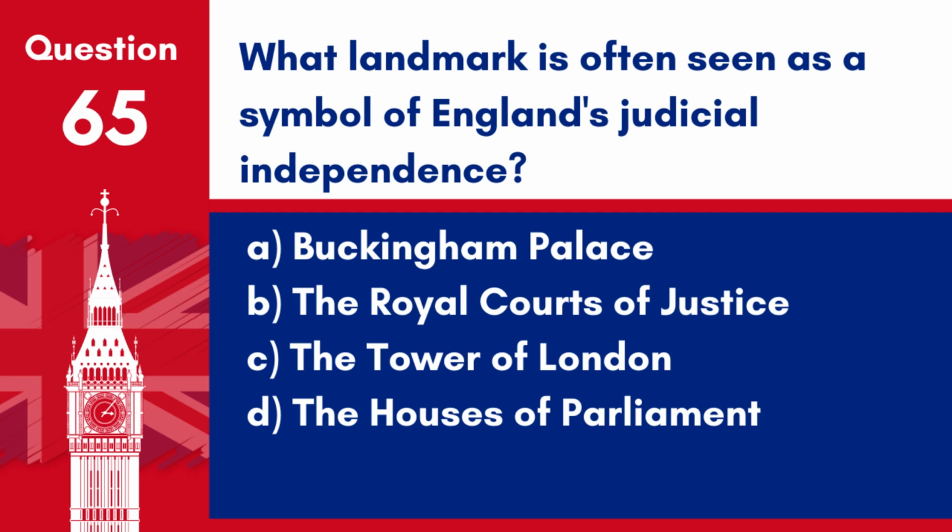Question 65. What landmark is often seen as a symbol of England's judicial independence? A. Buckingham Palace. B. The Royal Courts of Justice. C. The Tower of London. D. The Houses of Parliament. Answer: B. The Royal Courts of Justice. The Royal Courts of Justice are often seen as a symbol of England's judicial independence.